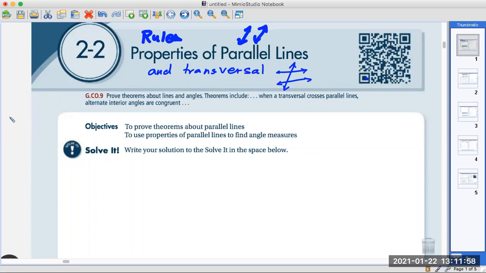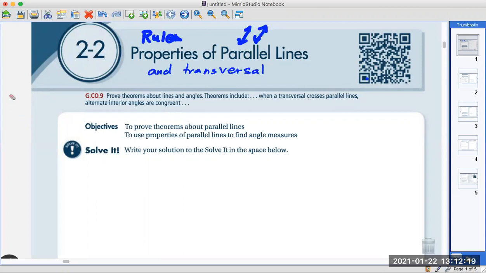Last lesson, the lines could have gone anywhere. So I'm going to show you what the lines looked like in the last lesson. They could have been like this, which is not parallel. They intersect somewhere here, and then you had a transversal. So the difference in this lesson is that our lines are parallel.